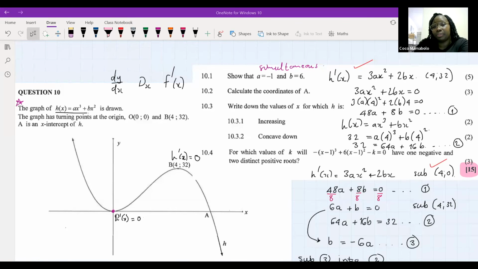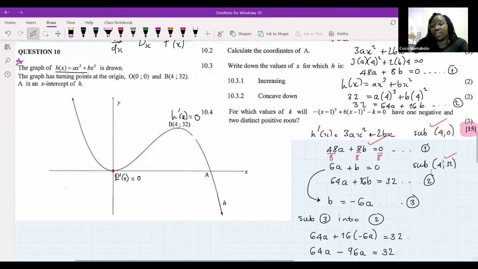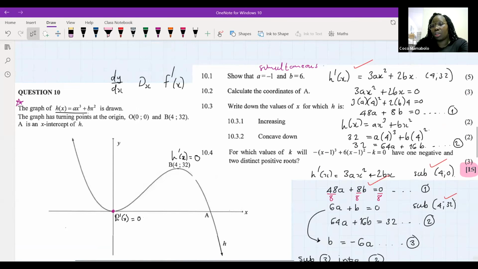They're going to give you a mark for the equation that you get, that equation 1. Then they're going to give you a mark for equation 2 that you get from the original for subbing in 4 and 32 into the original. Then they're going to give you a mark for each of the answers that you get. Okay, right, 1, 2, 3. Let me just double check and make sure we're not lying.